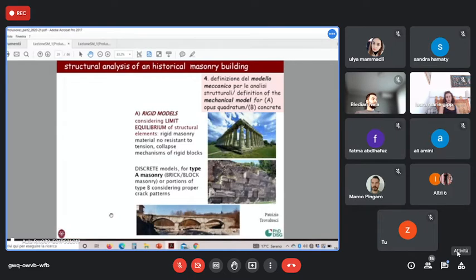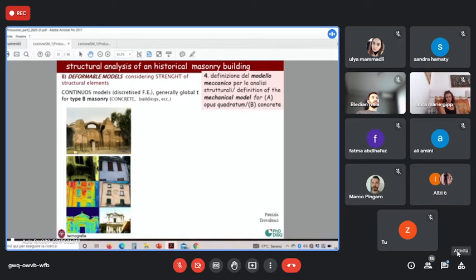And in this case, we can use, as I said before, rigid models, which consider the limit equilibrium, not the strength. And we can use this kind of models based on limit equilibrium for any kind of block masonry, also reconducted to this, and so on. But, as I said before, also for masonry in which we recognize the crack patterns and divide some intrinsically connected parts, and discontinuity surfaces that are the surfaces of cracks. Another possibility is to consider deformable models.